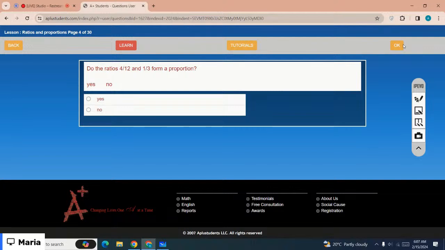Do the ratios 4 over 12 and 1 over 3 form a proportion? Which is the correct option? The correct option is yes, they form a proportion.